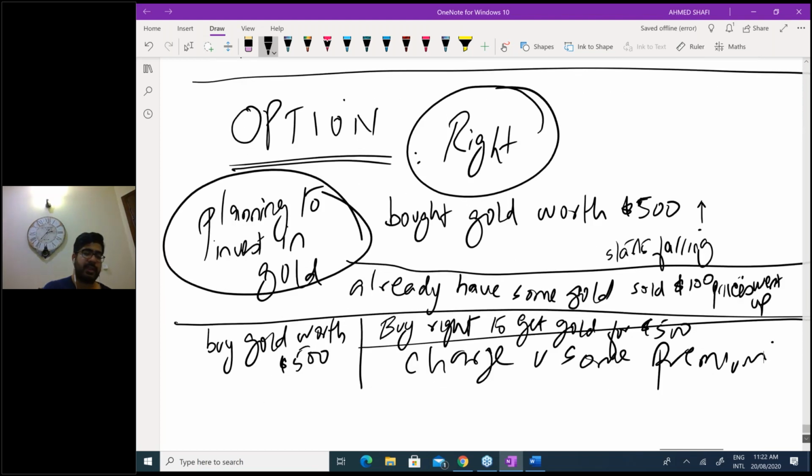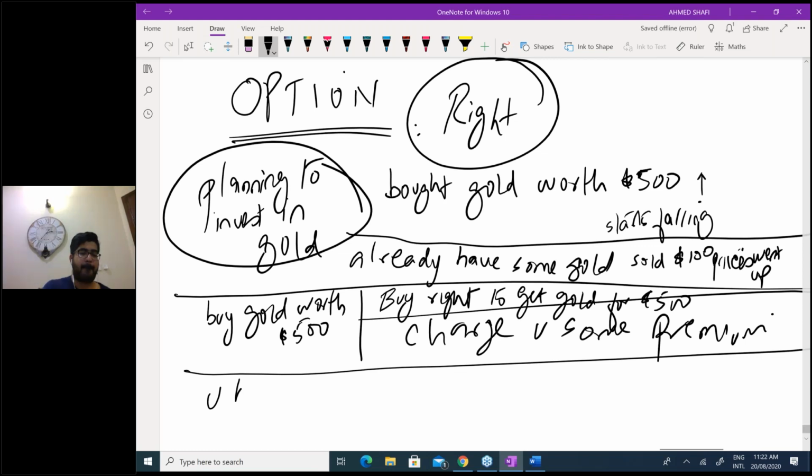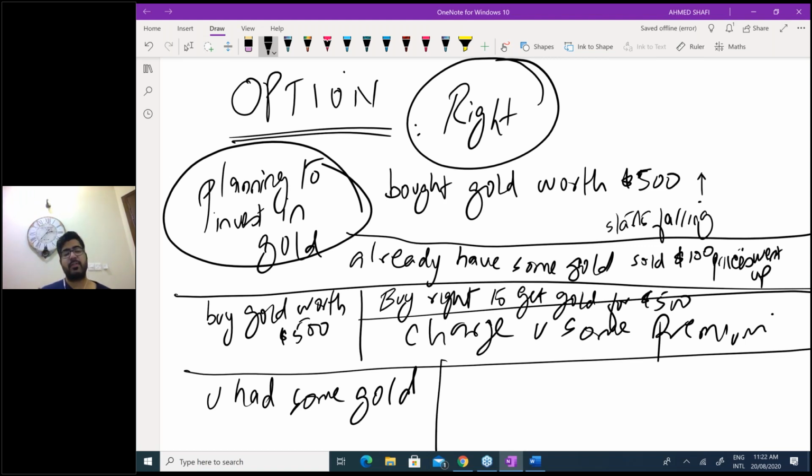Similarly, let's suppose you had some gold and you sold it for $100 and prices went up and you're saying, oh, what did I do? If you have some gold, you should not sell that gold. There's an options market. Don't sell gold, just get the right, the commitment to sell gold for $100, the option to sell gold for $100.